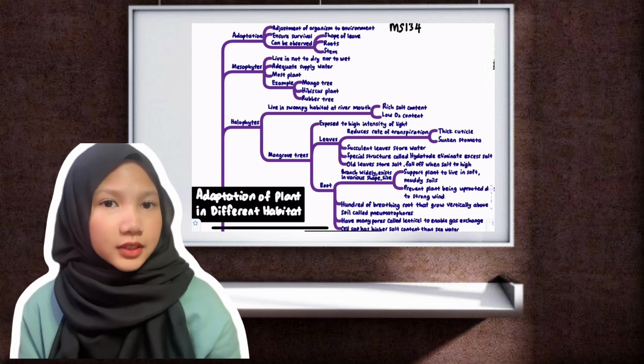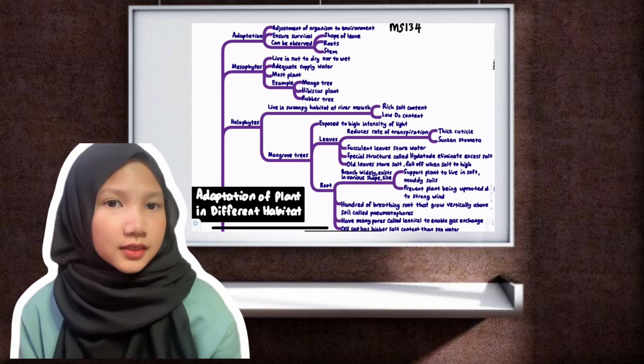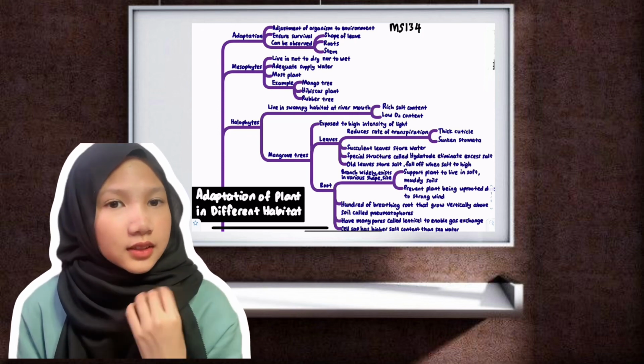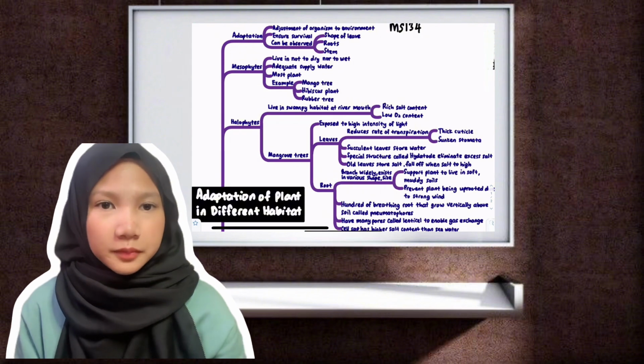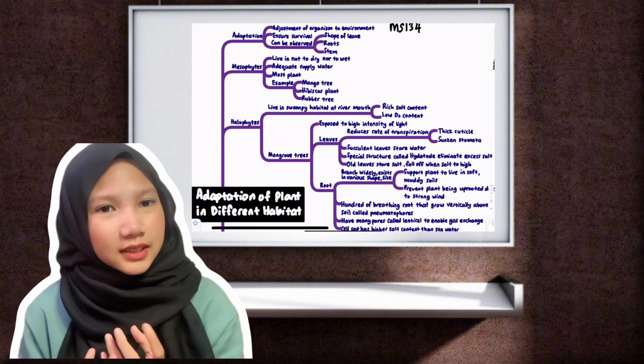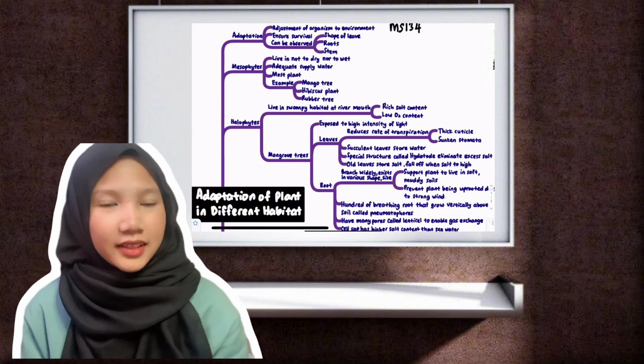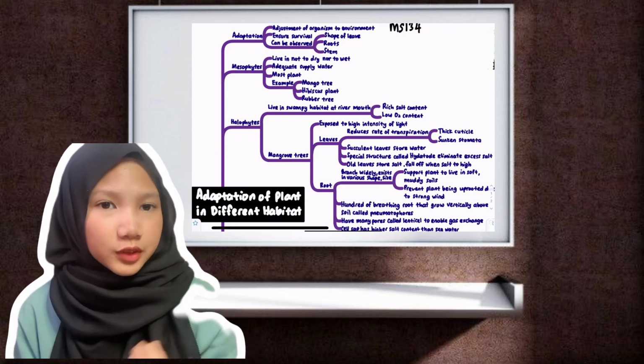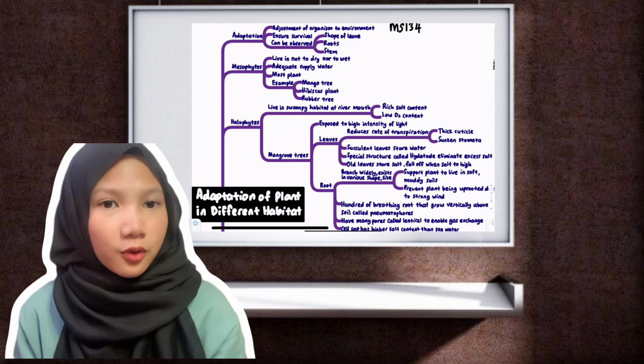So for the root, it exists in various shape and size. So the root will support the plant to live in a muddy soil, or we call it soft soil. And it prevents the plant from being uprooted due to strong wind.